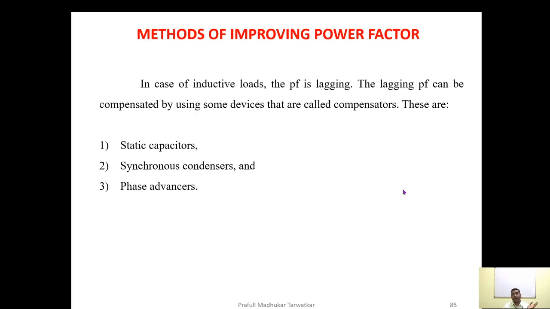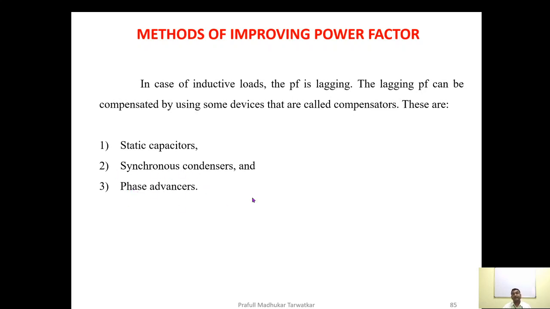Now, how to improve the power factor? We have seen the drawbacks, we have seen the power triangle, we have seen the advantages, but ultimately how to improve the power factor? What are those methods? There are basically three methods used in the electrical system to improve the overall power factor. The very first is static capacitors, which are widely used by industrial loads or industrial consumers. Second is the synchronous condenser. These are basically used in the power stations only, like the generating stations.